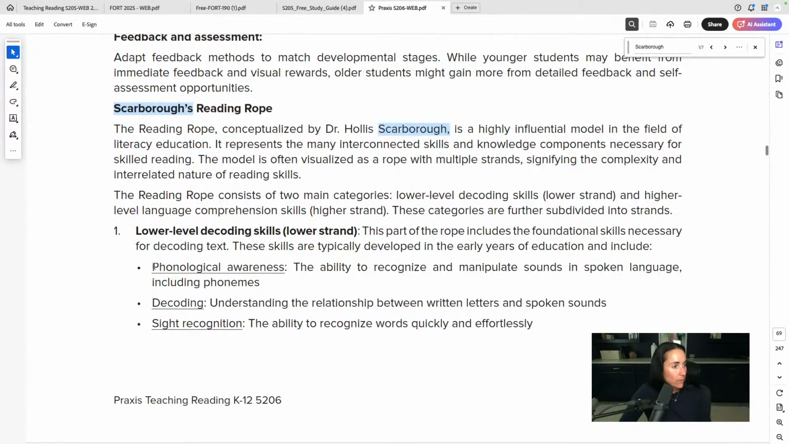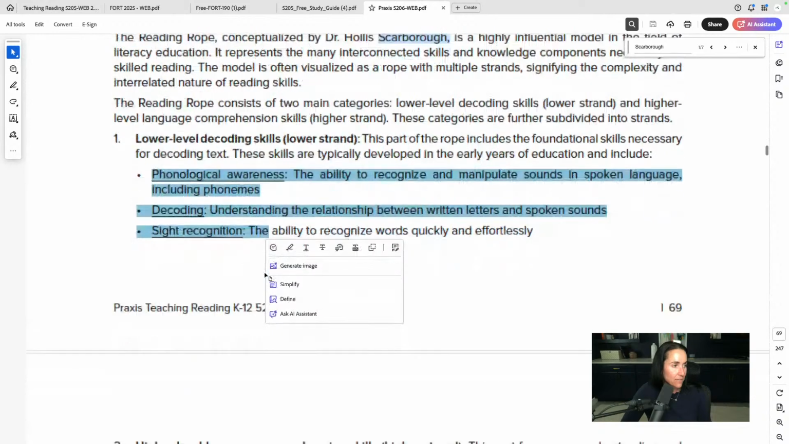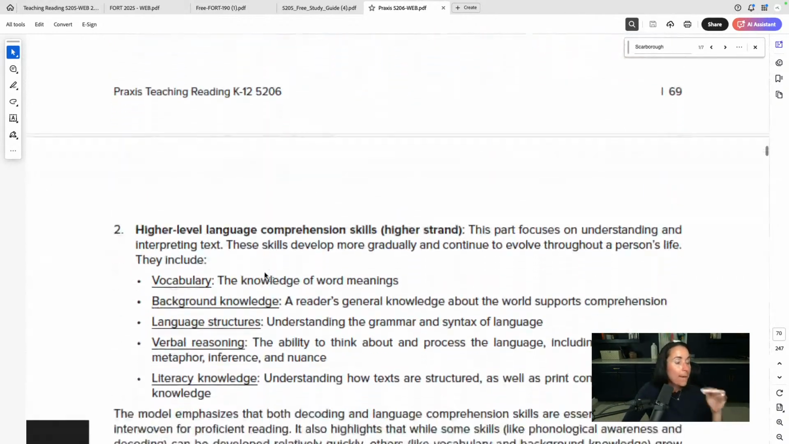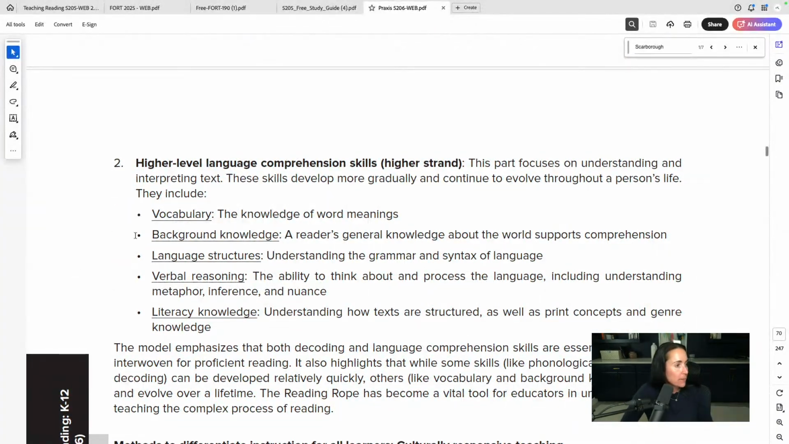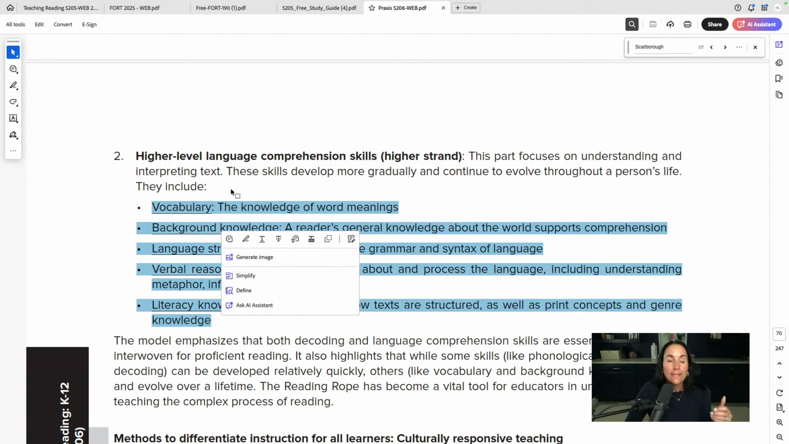The lower level is going to be phonological awareness, decoding, and sight recognition. These are code-based skills. You're looking at the codes and words. Meaning-based, understanding the meaning, is going to be vocabulary, background knowledge, literacy, higher level. So it's just like the continuum where you start with code-based and you move into more complex skills.